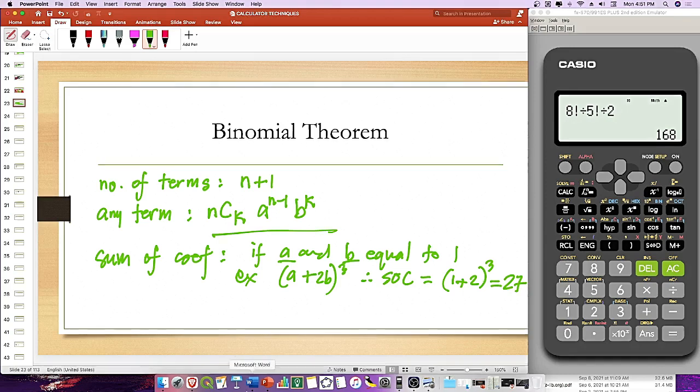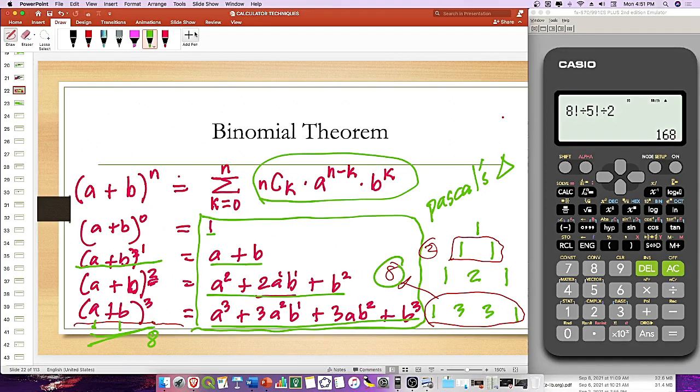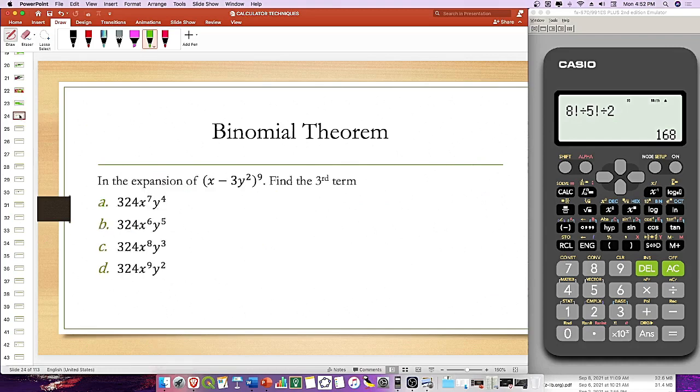Okay. Now, next, let's go back here. Take note of the exponent of each term. The exponent of a squared is 2. The exponent of 2ab is 1. Take note of the terms. So the sum of the exponents of each term is always equal to the value of n. Those are the facts that you need to understand in your binomial theorem.